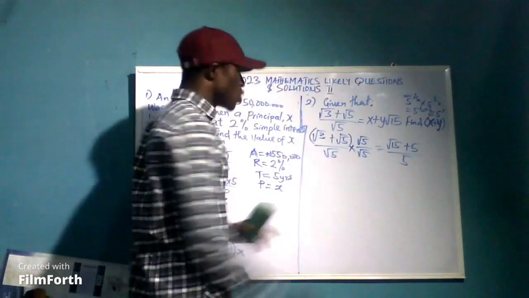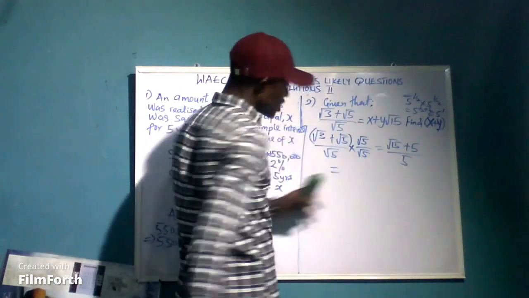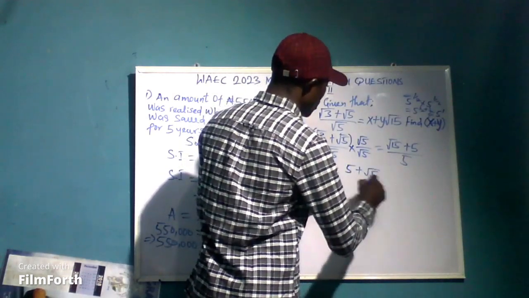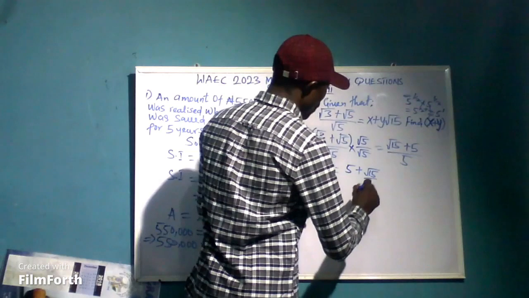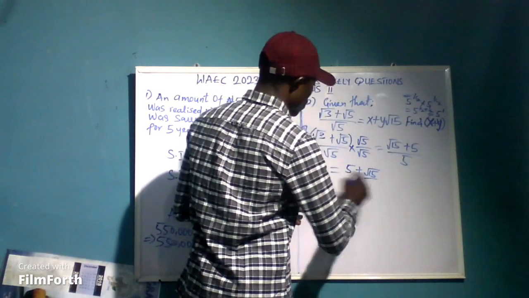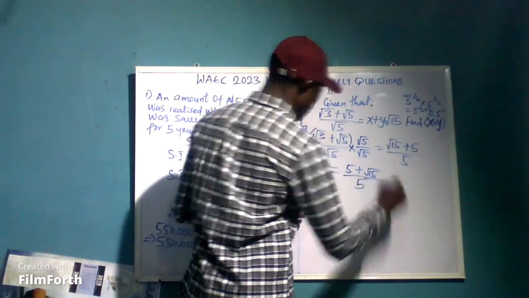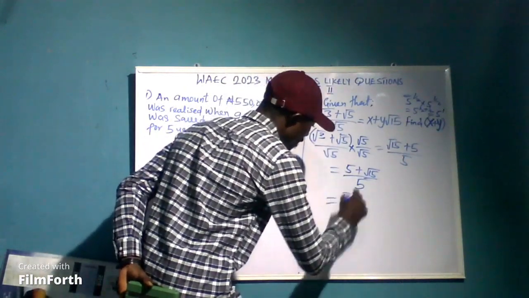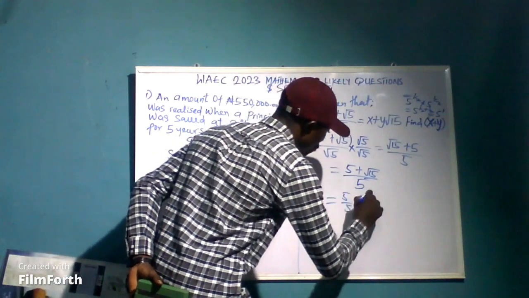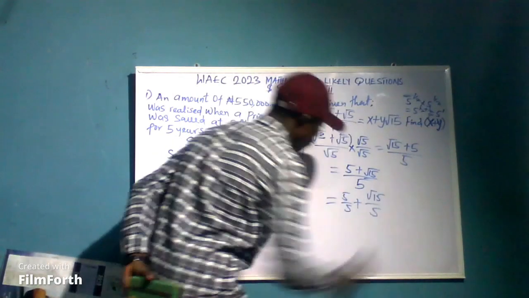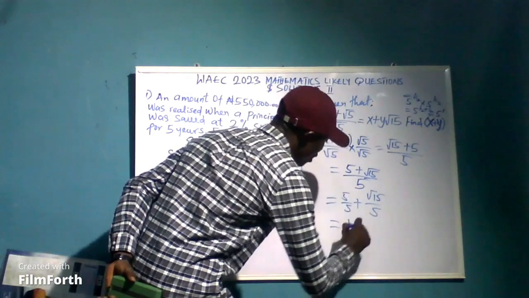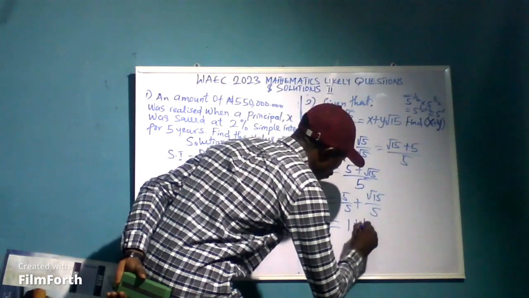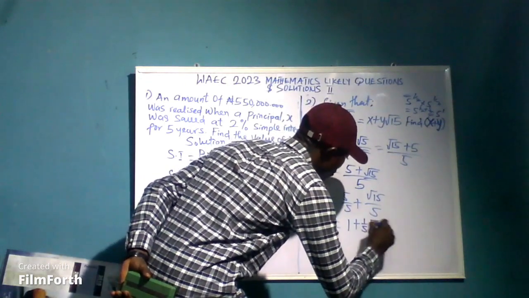So this will be equal to 5 plus root 15, everything all over 5. You can separate this to be 5 all over 5 plus root 15 all over 5, which will be 1 plus root 15 all over 5. You can write it as 1 plus 1 all over 5 root 15.